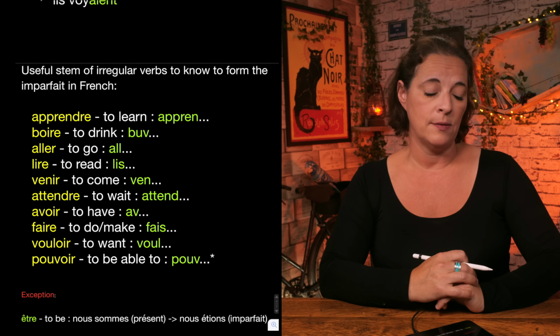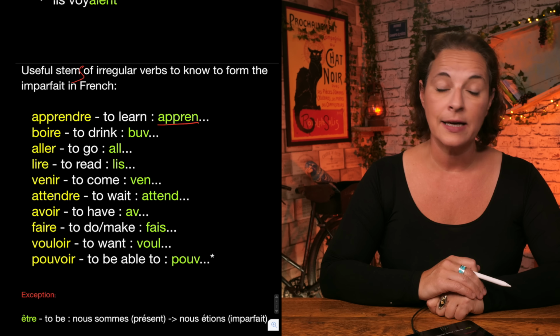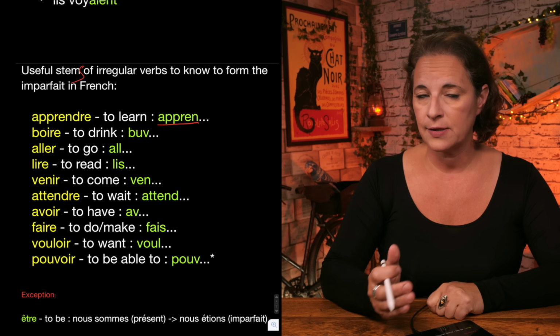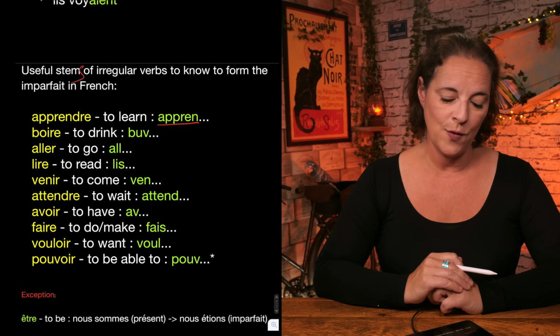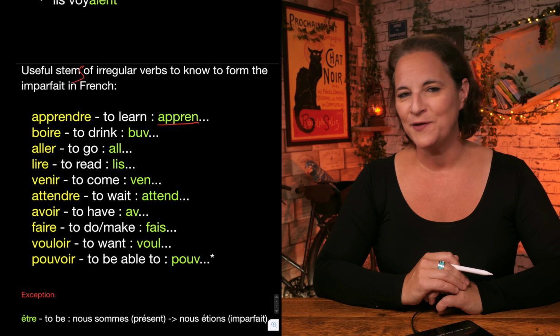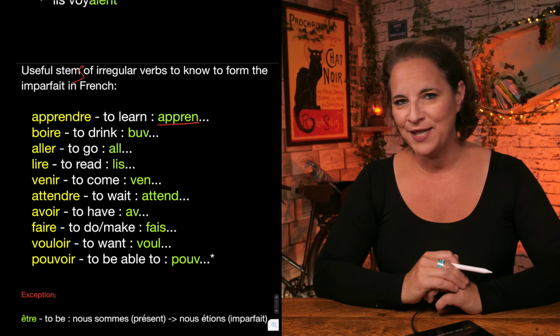Aller, j'allais, tu allais, il allait. Lire is lisons, so that's to read. Je lisais, tu lisais, il lisait. Venir is venons, je venais, tu venais, il venait. Attendre is to wait, j'attendais, tu attendais, il attendait. Avoir is to have, j'avais, tu avais, il avait, and so on. Faire is faisons, je faisais, tu faisais, il faisait, nous faisions. Vouloir is voulons, je voulais, tu voulais, il voulait. Pouvoir is pouvons, je pouvais, tu pouvais, etc.